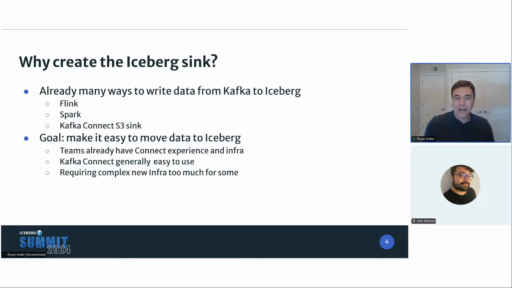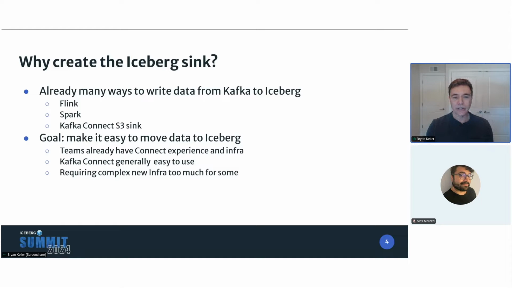So why do we want to have an Iceberg sink for Kafka Connect? There are already many ways to write data from Kafka to an Iceberg table. Iceberg has had the well-proven Flink sink for some time. You can write data from Kafka to Iceberg using Spark streaming. You can even write data to storage with an existing Kafka Connect sink like the S3 sink and have an ETL step to get the data into Iceberg.